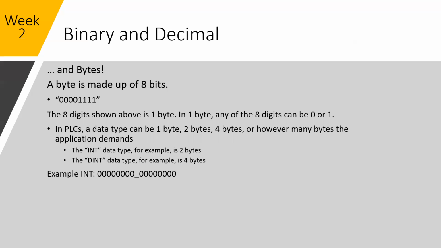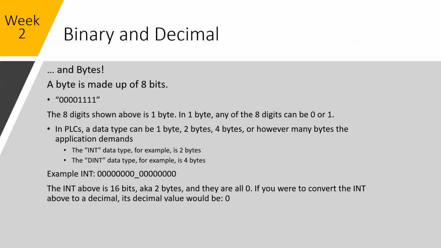So an example of an integer is 2 bytes or 16 bits. So 16 bits or 2 bytes, if they're all 0, and then if we were to convert the integer above into a decimal, its value would be 0.